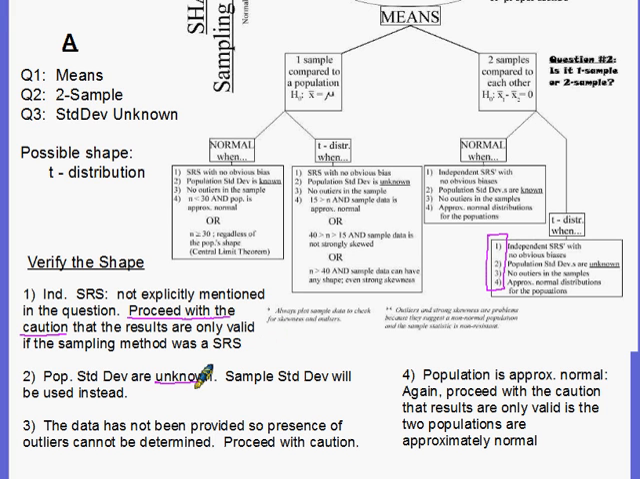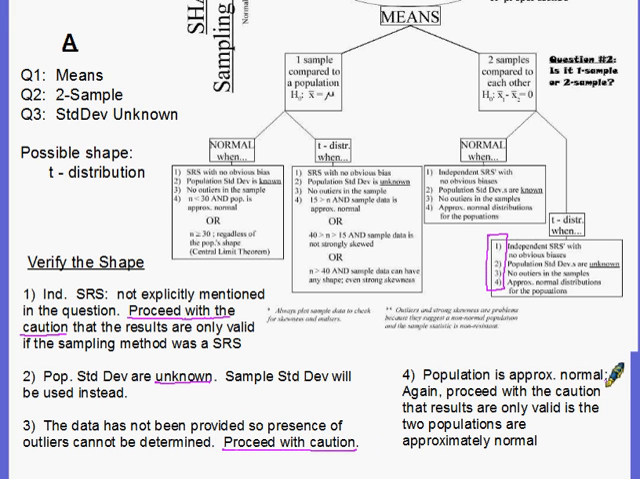We don't know population standard deviation, and again, we weren't given the data, so it's kind of important to know whether there are outliers or not in the sample, but we weren't given the sample. So again, here's this proceed with caution. It's all we got, right? We just have to say if there are outliers that could cause trouble.